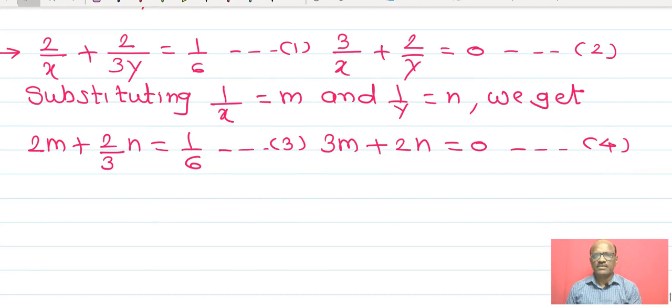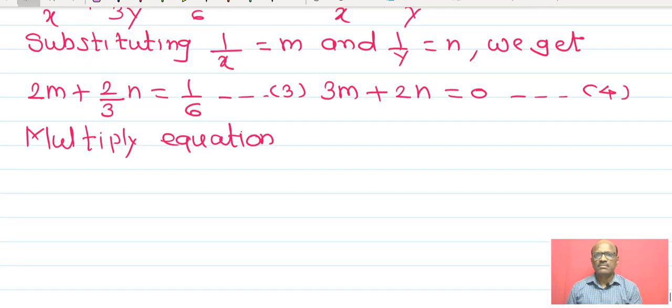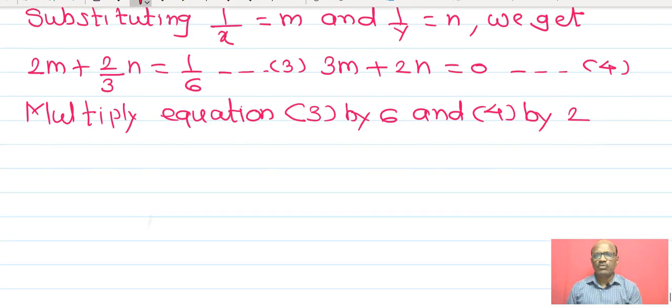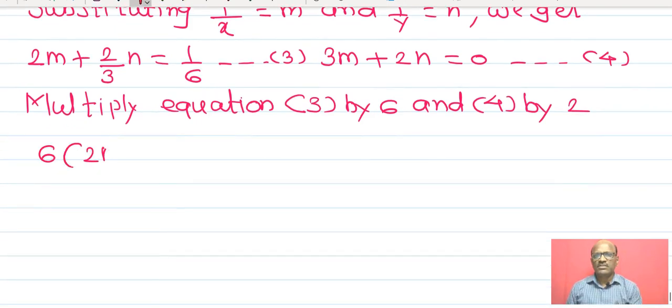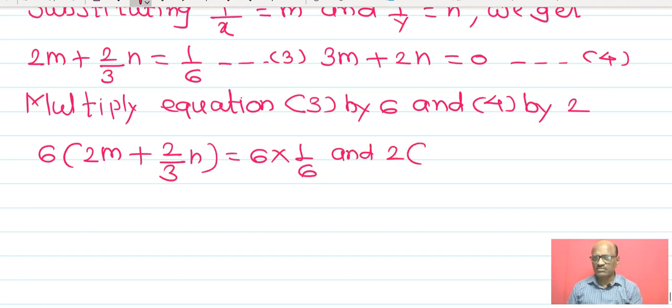Therefore, multiply equation 3 by 6 and 4 by 2. त्या 3 ला 6 ने मल्टिप्लाय जर केलं तर आपल्याला 4n मिळणार आणि इक्वेशन 4 ला जर 2 ने मल्टिप्लाय केलं तर तिथे देखील 4n मिळणार. And that's why we are making this.